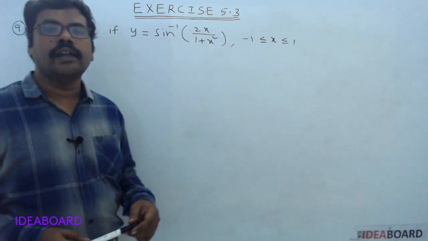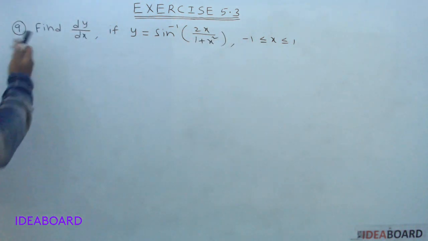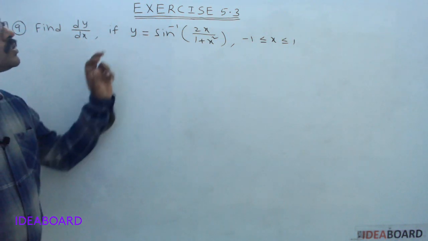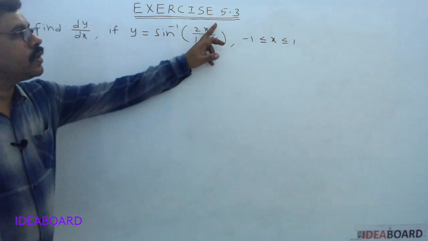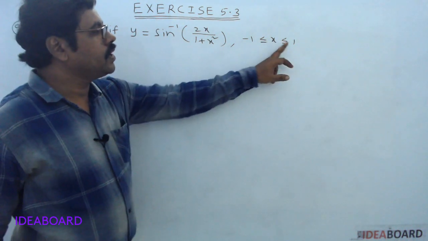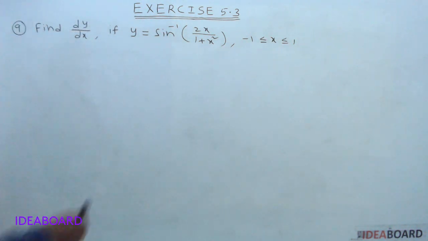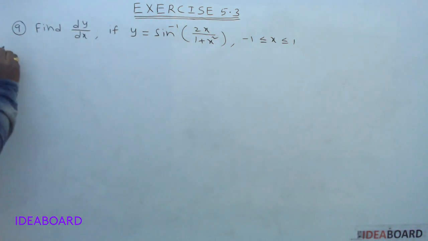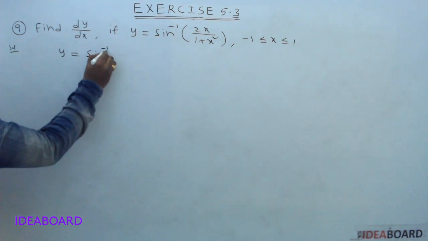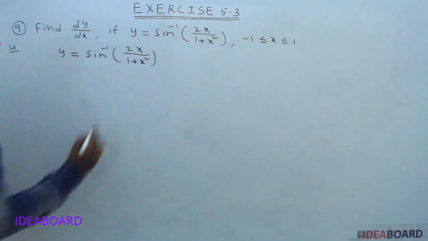Now see the continuation of the problems in this exercise 5.3. Question number 9. Find dy by dx if y equals sine inverse of 2x divided by 1 plus x square. Here the x value lies between minus 1 and plus 1, including minus 1 and including 1. Now first write down the given equation. y equals sine inverse of 2x divided by 1 plus x square.